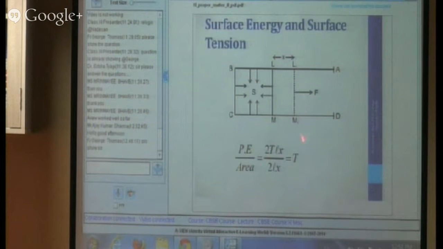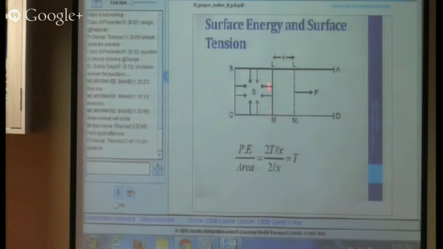How much area have I increased? If I have moved a distance x and this length is L, the area which I have developed is equal to L into x, multiplied by 2. This is very important. When I talk about a film, I have a surface on this side as well as a surface on the other side too, which I should not forget for solving these types of problems. So there are in fact two surfaces. One is from the top, the other is from the bottom, if it's a film. So I have taken the area as twice Lx.